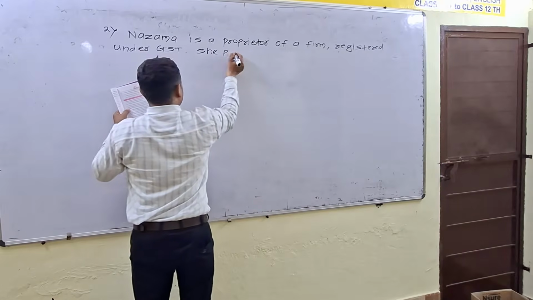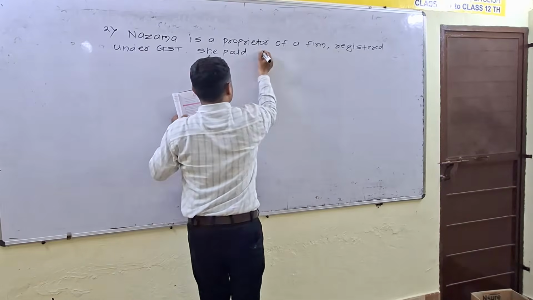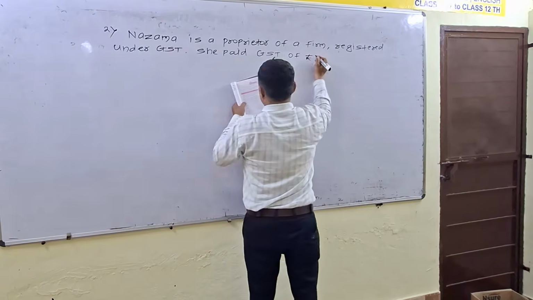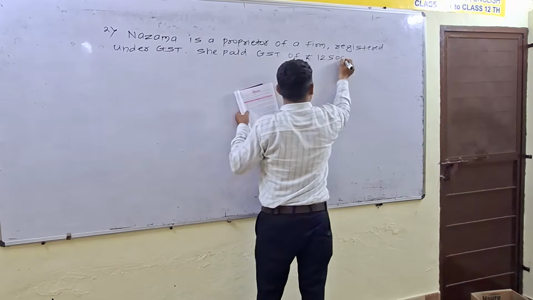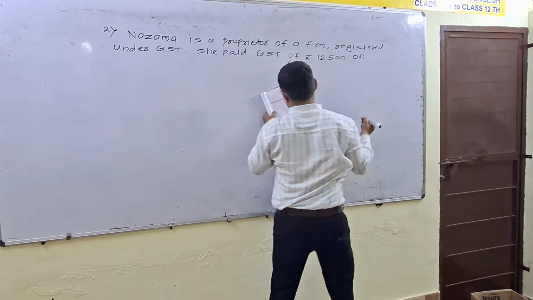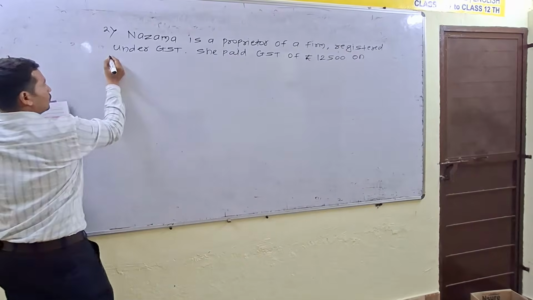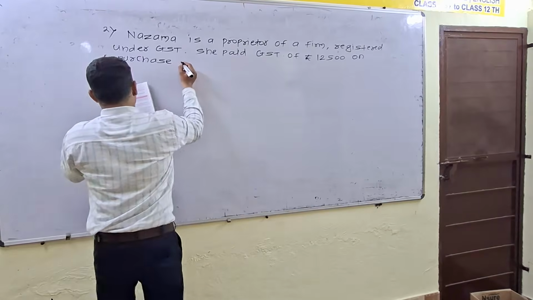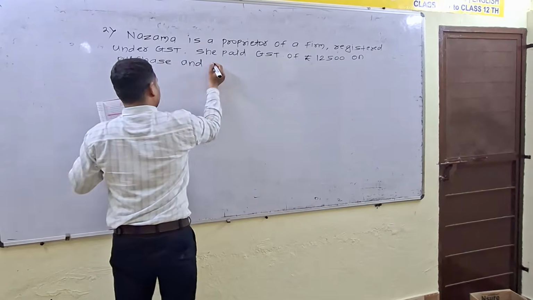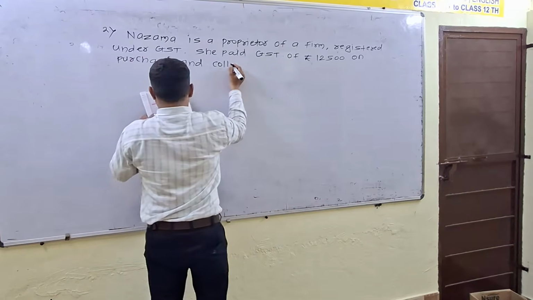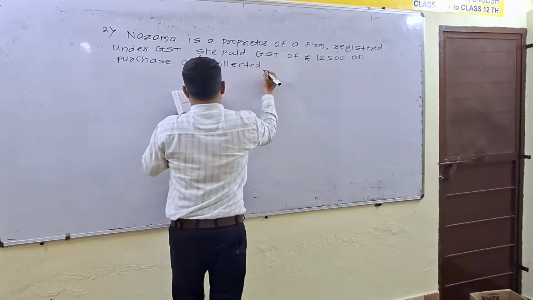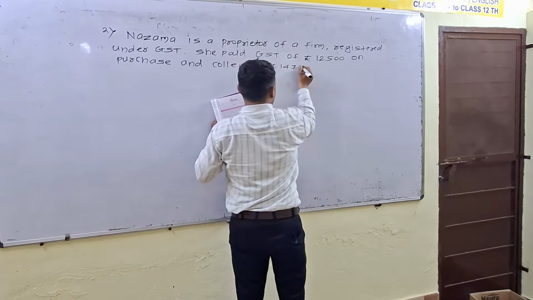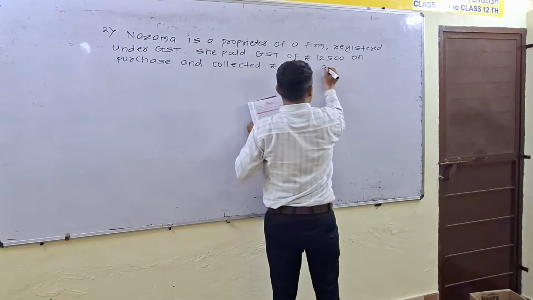She paid GST of rupees 12,500 on purchase and collected rupees 14,750 on sale.